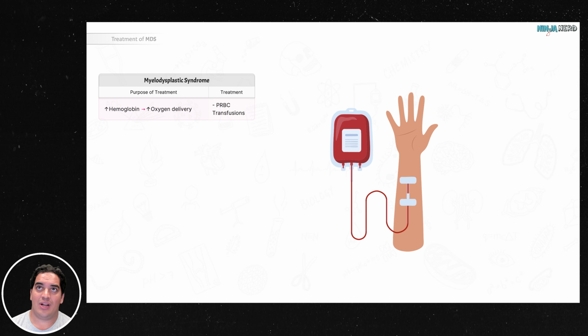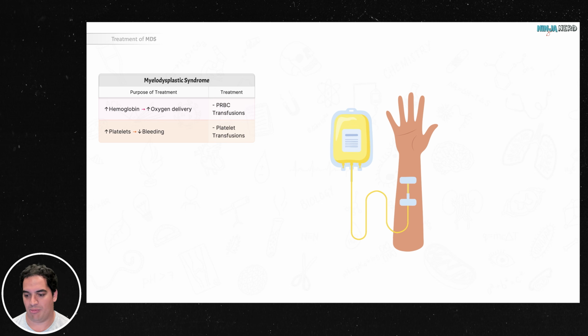Same thing, if a patient has MDS and they're actually bleeding because their platelets are low, then we just give a platelet transfusion, but we do that based upon thresholds.